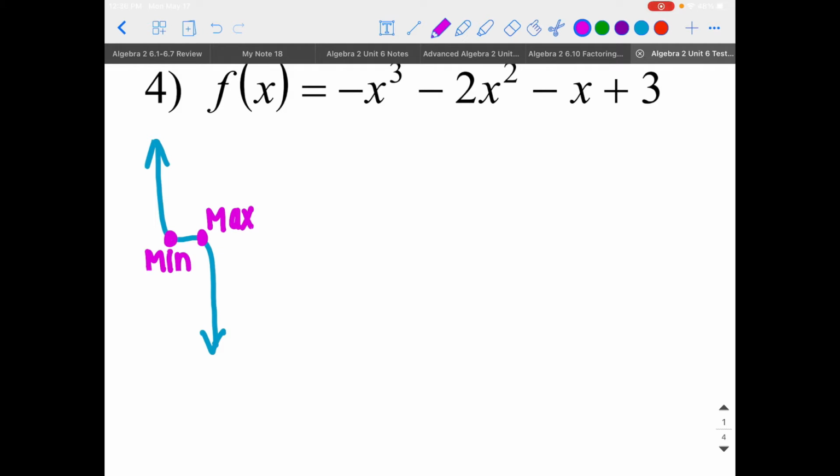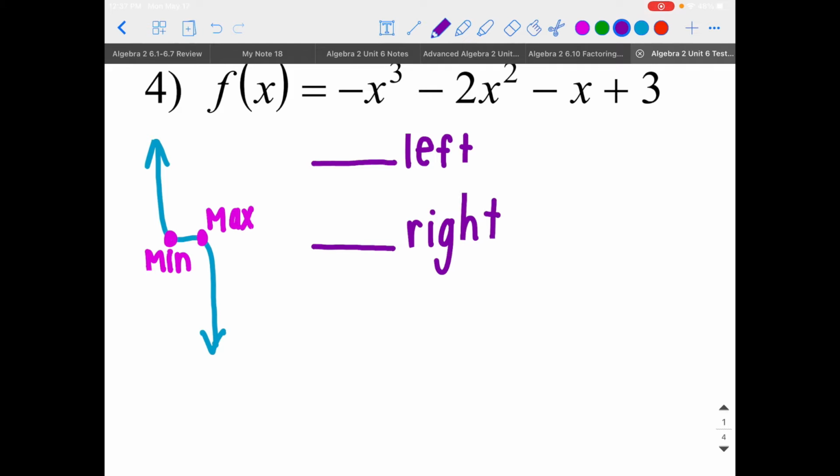But before we do that, let's do the end behavior, which is where it's blank left, blank right. Now, if we look at the left side, my arrow points up. So it rises on the left side, and it falls on the right side.